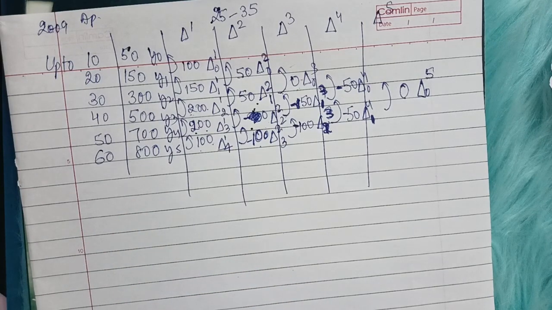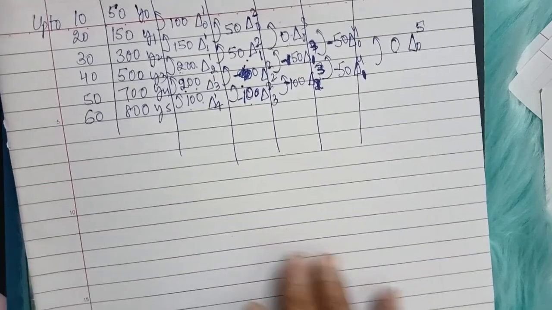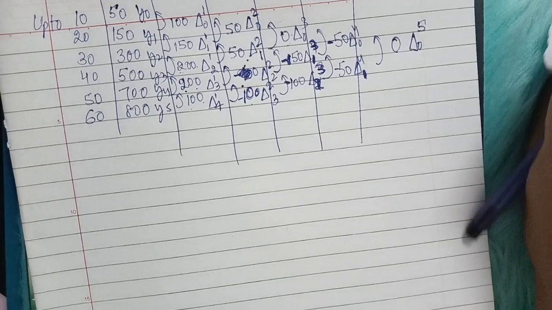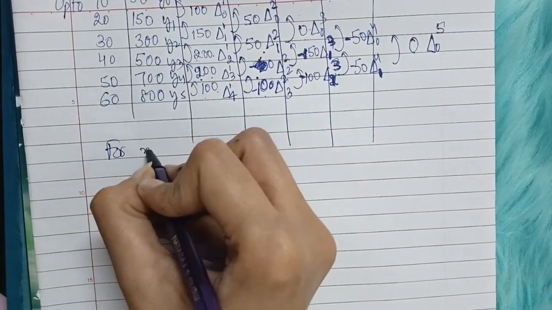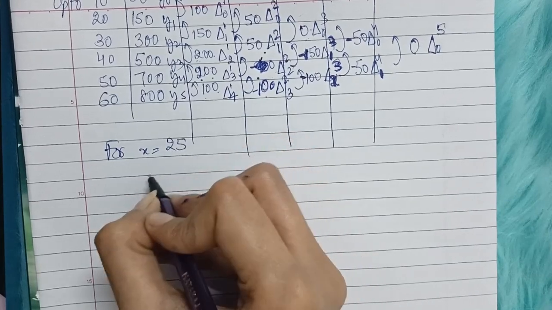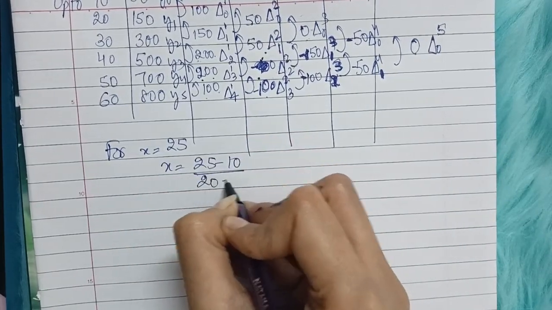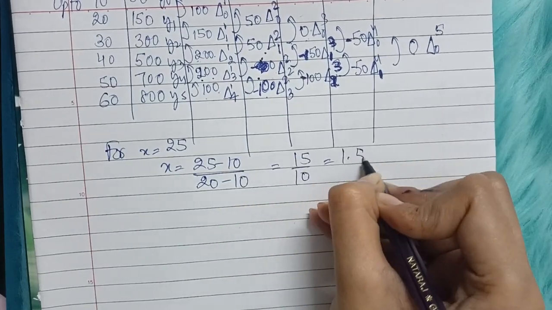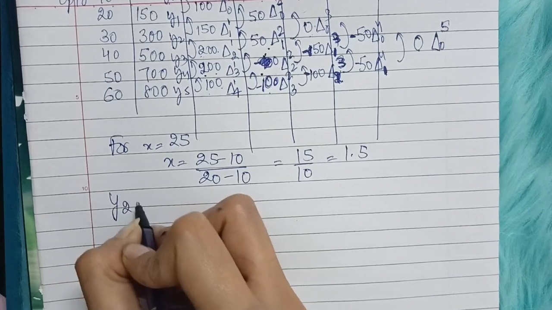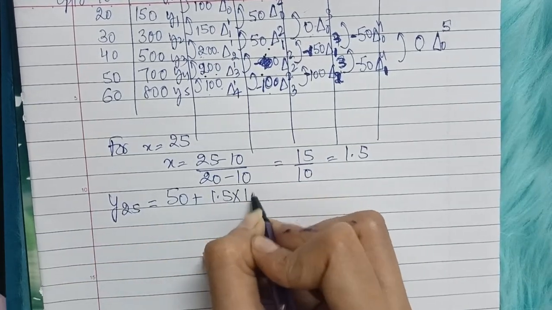So let's start. First of all, we have to put 25 in the place of x, and then we have to put 35 in the place of x, right? So for x equals 25, I'm doing it right now. So x equals 25 minus 10 upon 20 minus 10. So my value would be 15 upon 10, that is 1.5. So now I'm calculating y25 equals 50 plus 1.5 into 100.